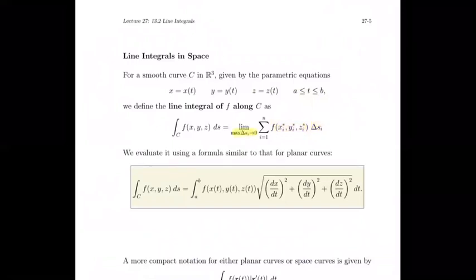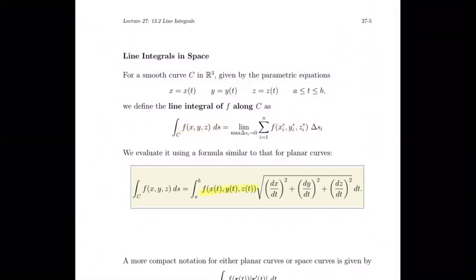Now we take the limit as the max length of each subarc approaches 0, and that, of course, leaves us with this line integral of f along the three-dimensional curve C. So it looks very similar to what we did before.